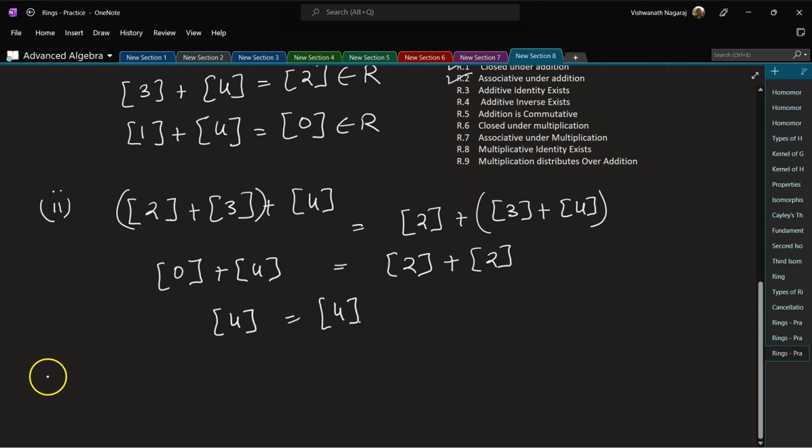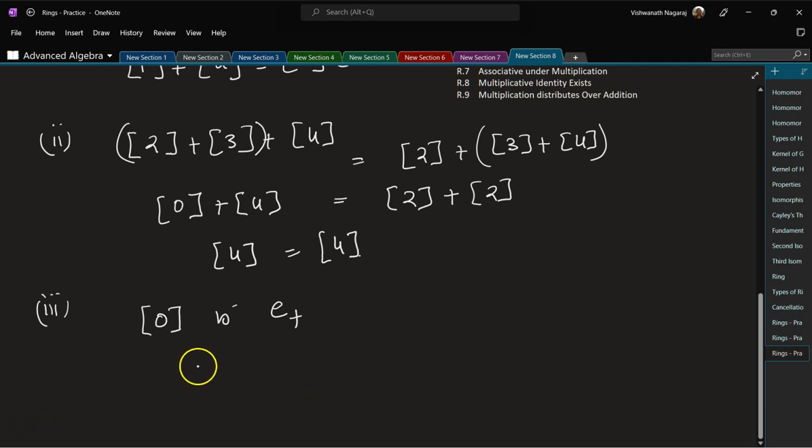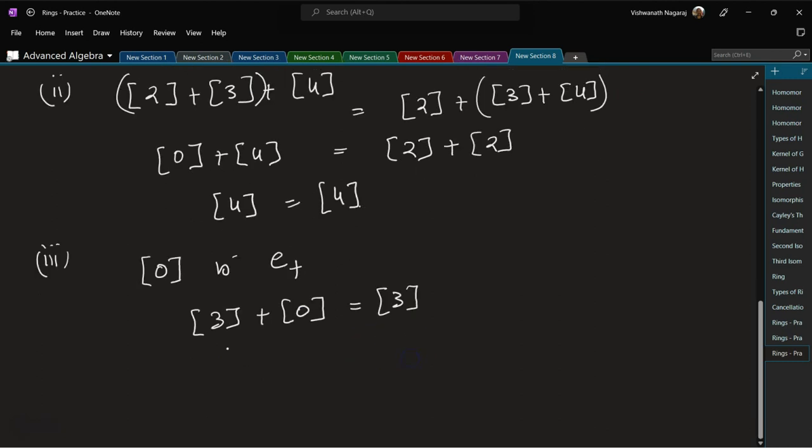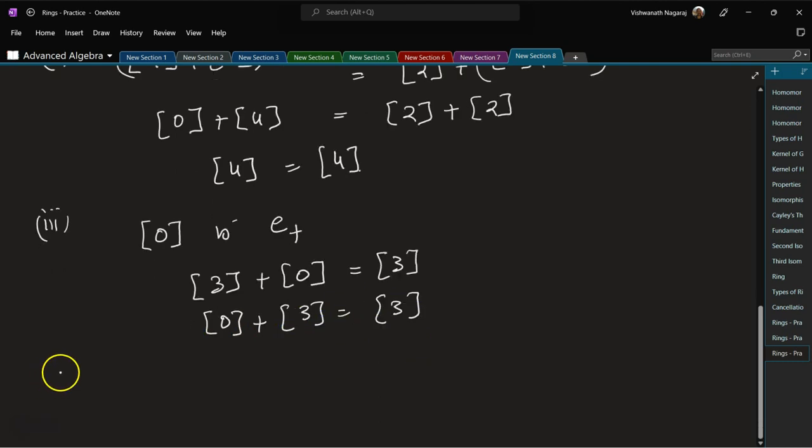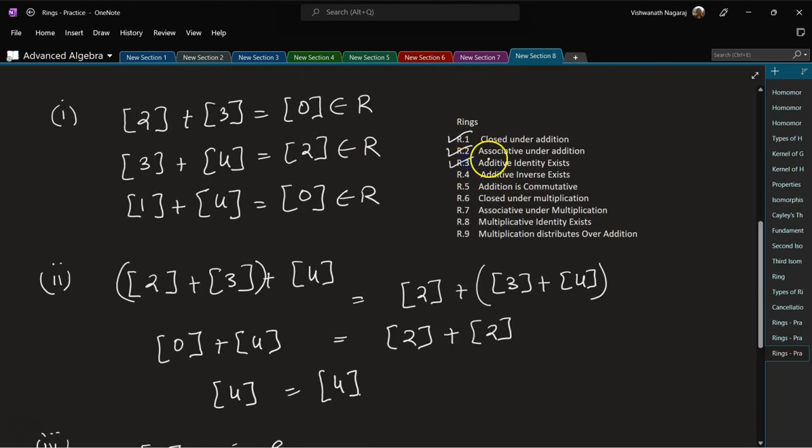Now additive identity. So additive identity is 0. Let's put it like this. Which means what? If we take any element, say 3, and we add 0, what do we get? We again get 3, and same way if we take it in the other direction, this would also be 3. Okay, now let's look at the fourth one. So we have taken care of additive identity.